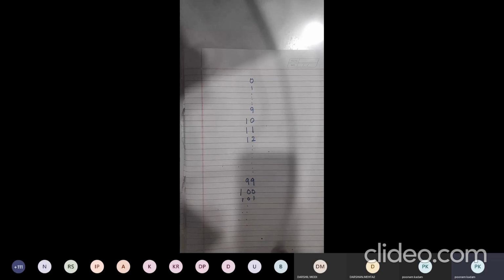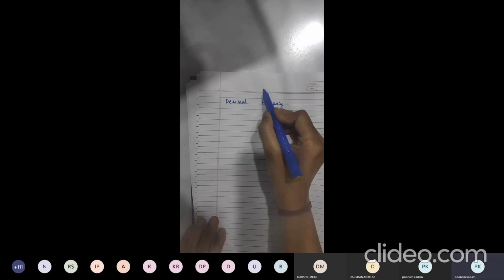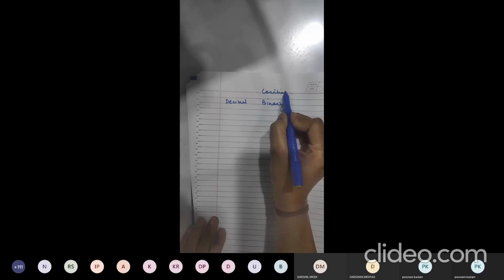A similar thing we do while counting binary numbers. Okay. Let's see how we will do counting of binary numbers. Okay. So let me write decimal here, and this is binary. Okay. So we are looking at counting in binary.